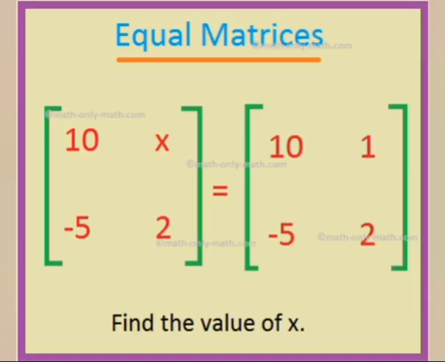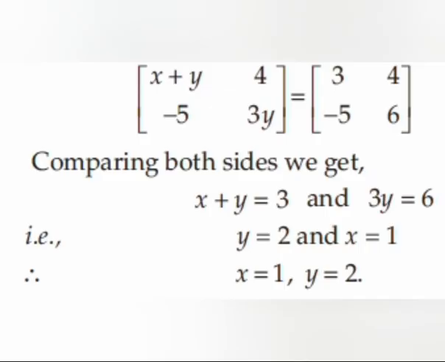Two matrices are said to be equal if their entries are the same. For example, these two matrices are equal because the first entry is 10, which means x is equal to 1. Based on this, find the value of the missing letters in the following matrices.